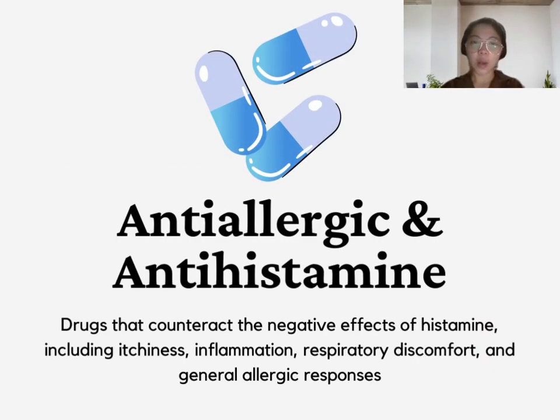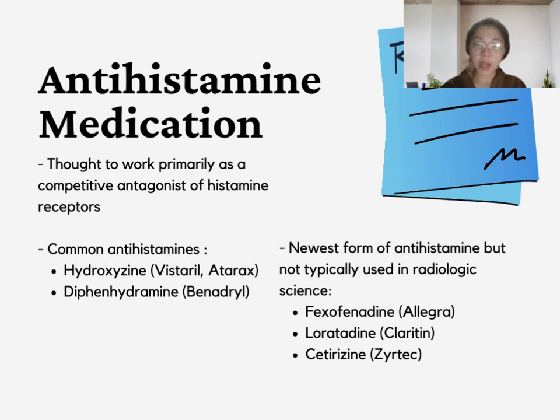Next, we have antihistamines, which are medications used to block histamine from producing adverse effects such as itching, inflammation, respiratory distress, and overall allergic reactions. Antihistamines work primarily by competitively inhibiting histamine's ability to bind to cellular receptors, specifically the H1 receptors, found on nerve terminals, smooth muscles, and glandular cells. This is how they are thought to combat allergic disorders.